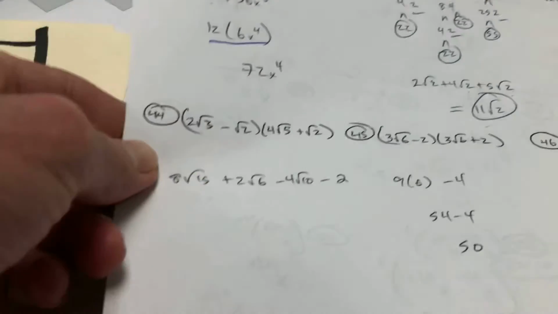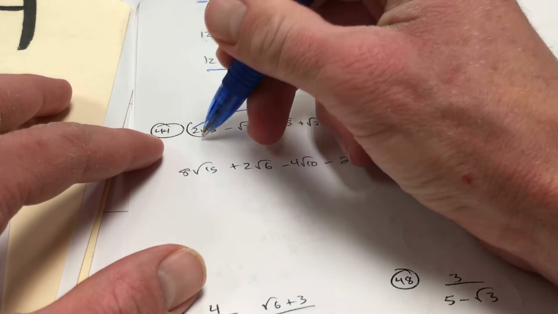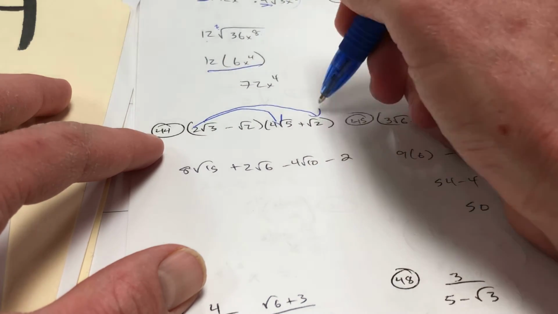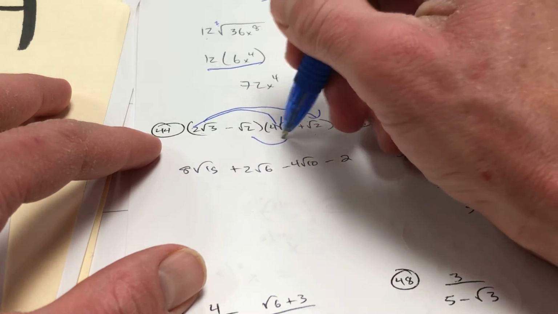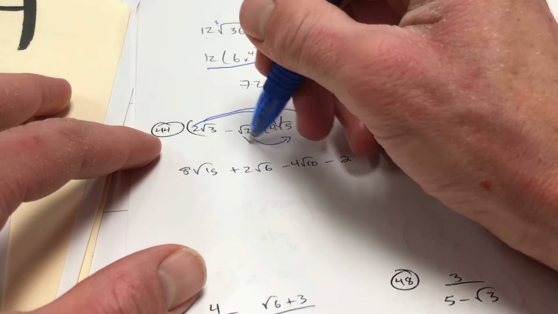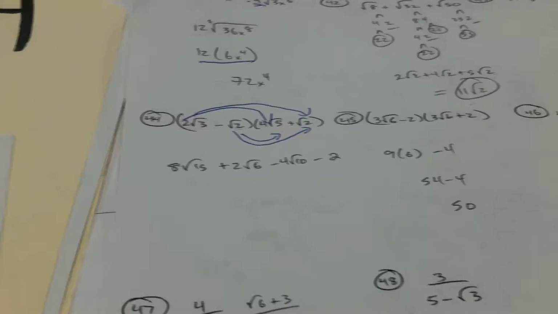First outer inner last on 44. No other way to do it. 8 root 3 times root 5 is root 15. Plus 2, root 3 times root 2 is root 6. Minus 4, root 2 times root 5 is root 10. Minus root 2 times root 2 is 2. It's root 4, which is 2.